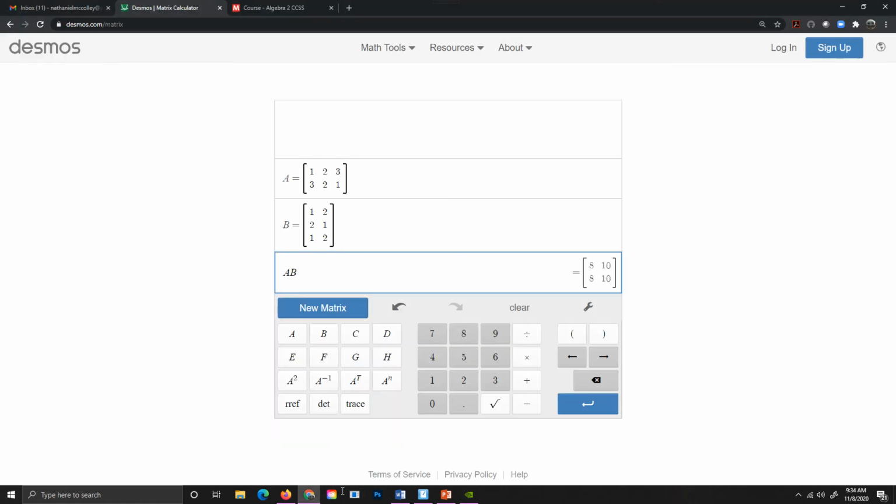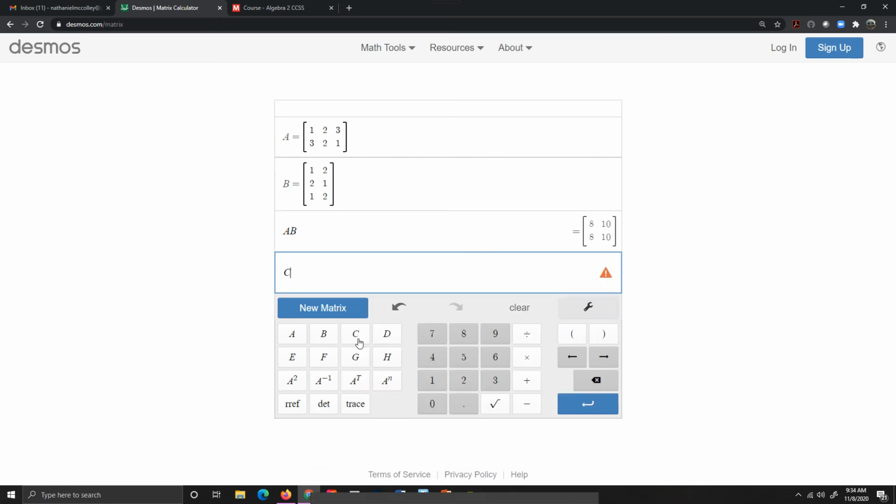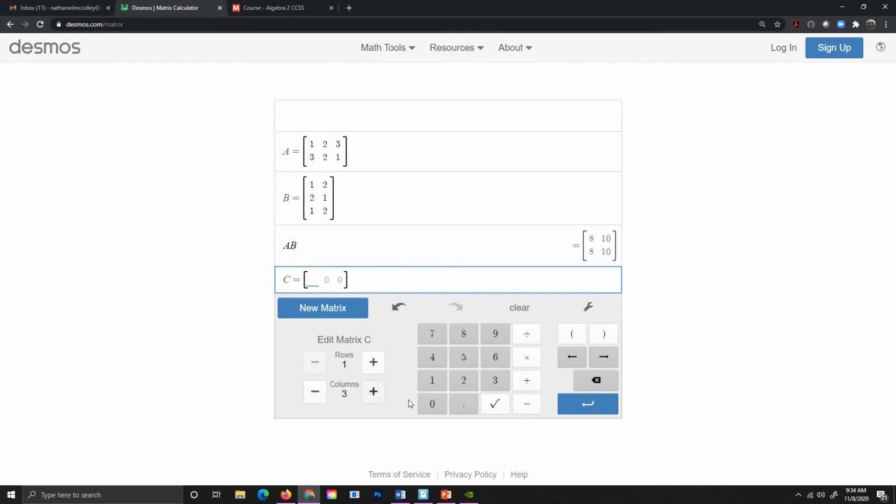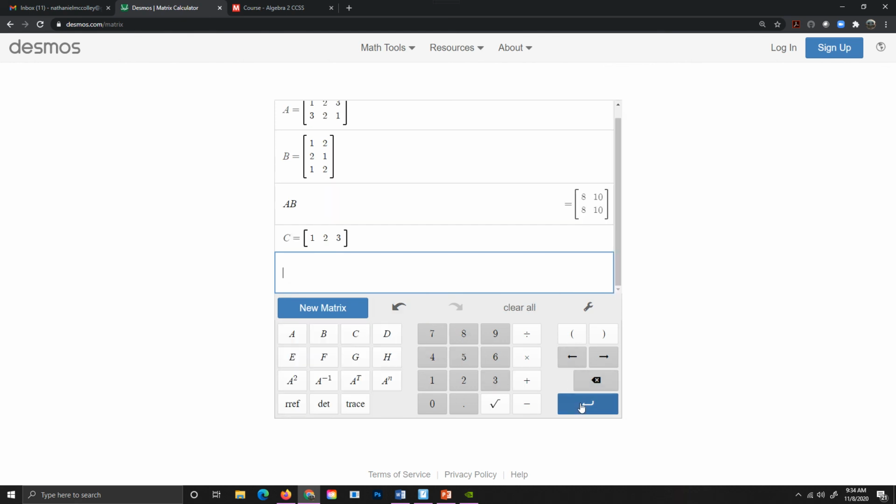Let's say I made a new matrix. Let's say I made a C matrix, and let's make that 1 by 3, and we'll just go 1, 2, 3 here. Oops, not plus. That'll give me an error, so I need to go back and hit 3. Enter. Okay.